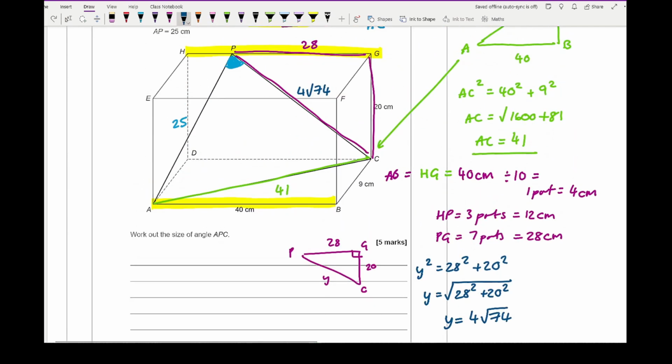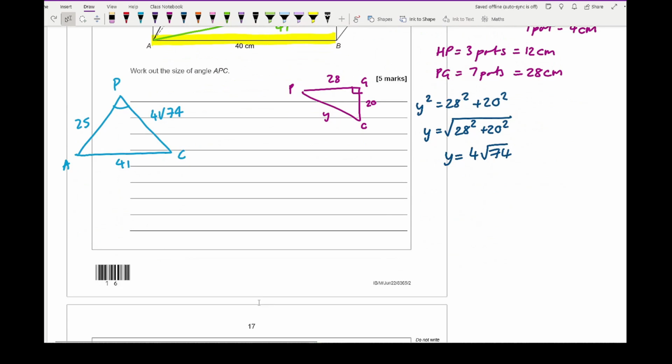Now I've got a lot of work all over the place, so let me just draw this triangle out. This is the angle that we want. This is P, this is A, and this is C. And now I know all 3 sides of that triangle, and this is 41. If I scroll down, this is the triangle that I'm going to be using. So I'm going to be using the cosine rule, in which it's finding the angle.